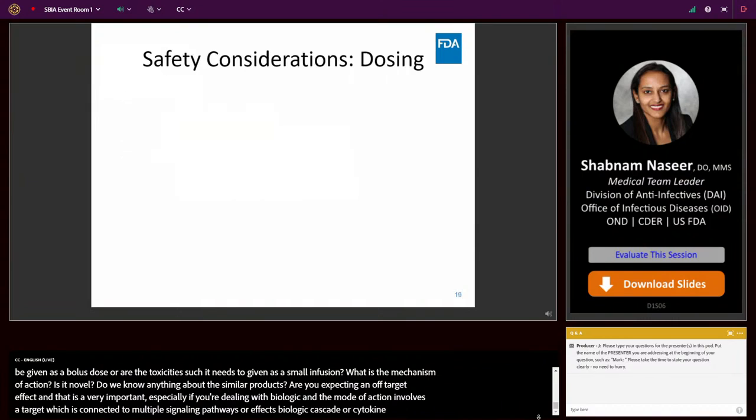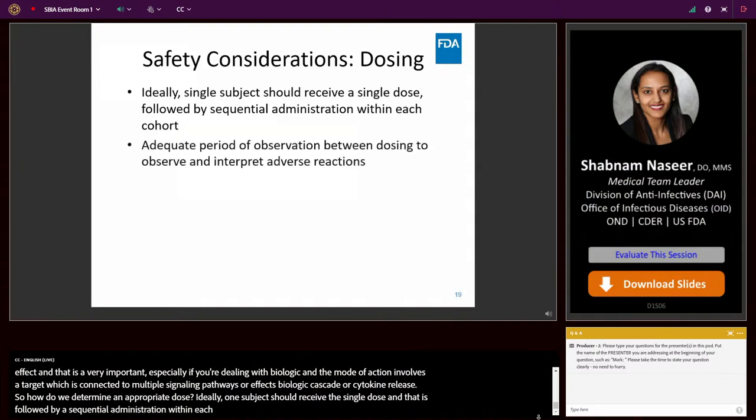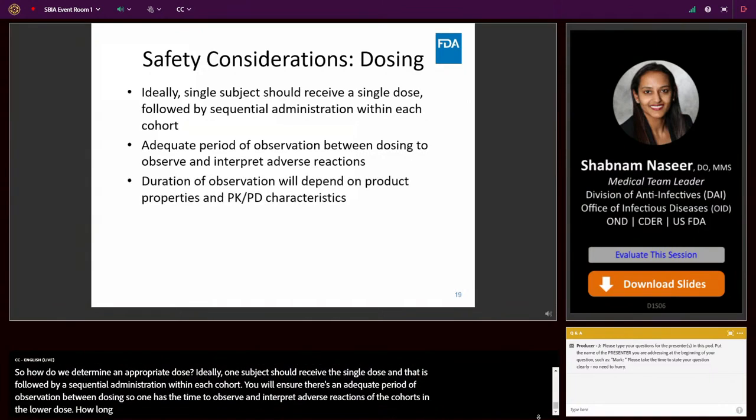So how do we determine an appropriate dose? Ideally, one subject should receive a single dose, and then that is followed by sequential administration within each cohort. You want to ensure that there's an adequate period of observation between dosing so that one has the time to observe and interpret adverse reactions in the cohorts at the lower dose. How long you observe will depend again on the properties of the drugs.